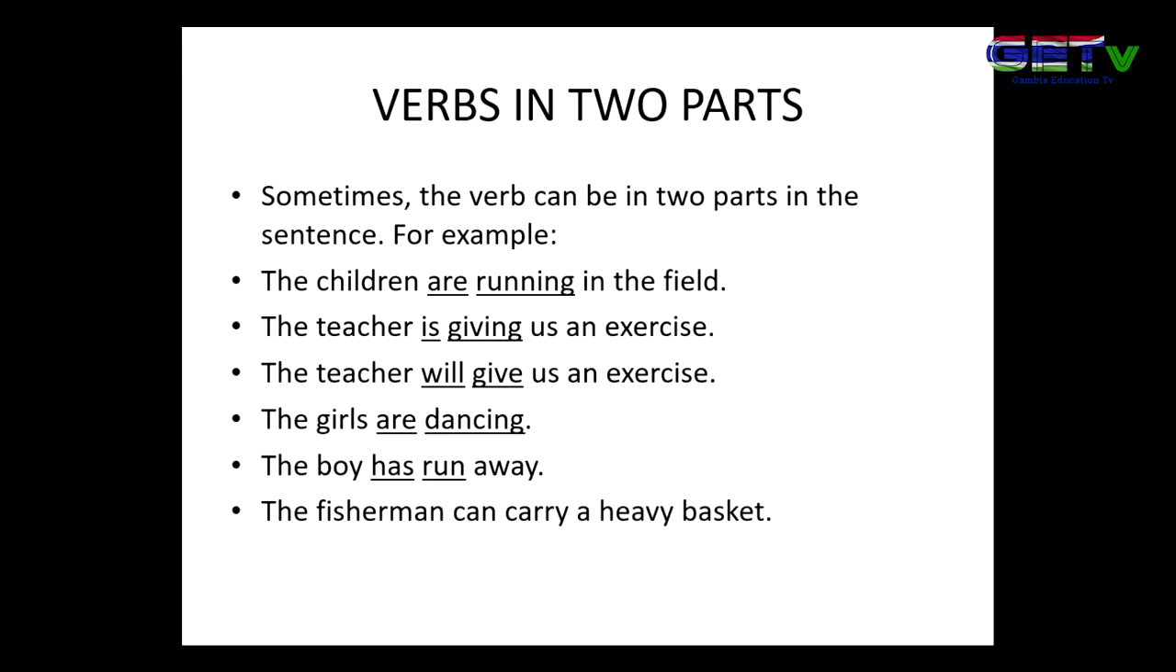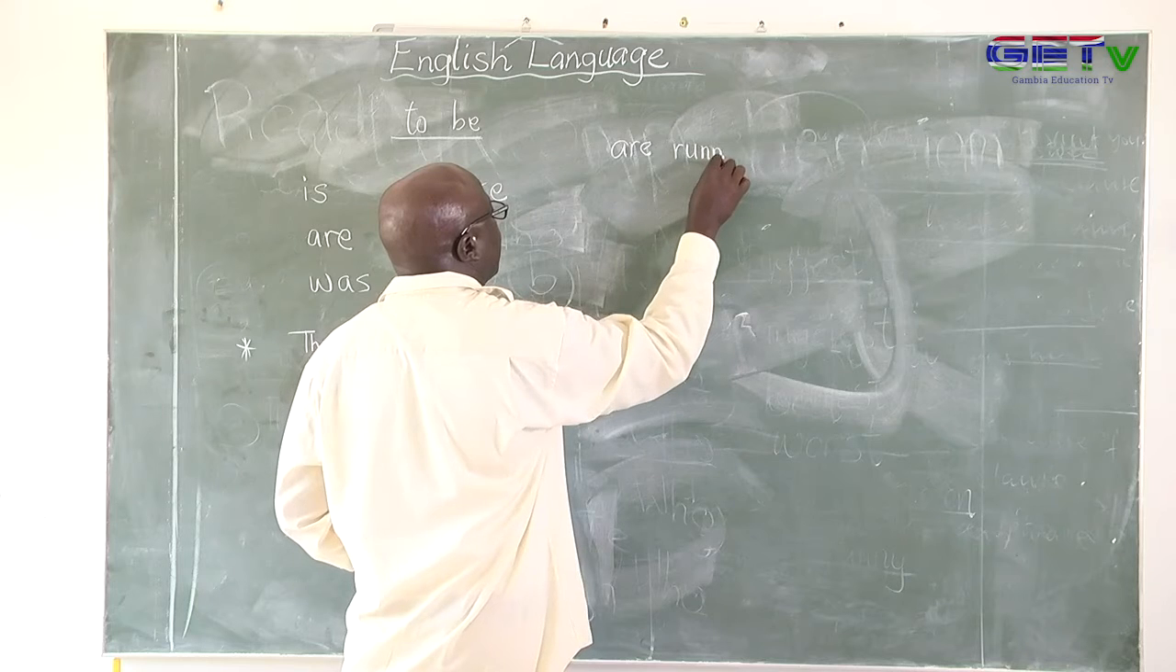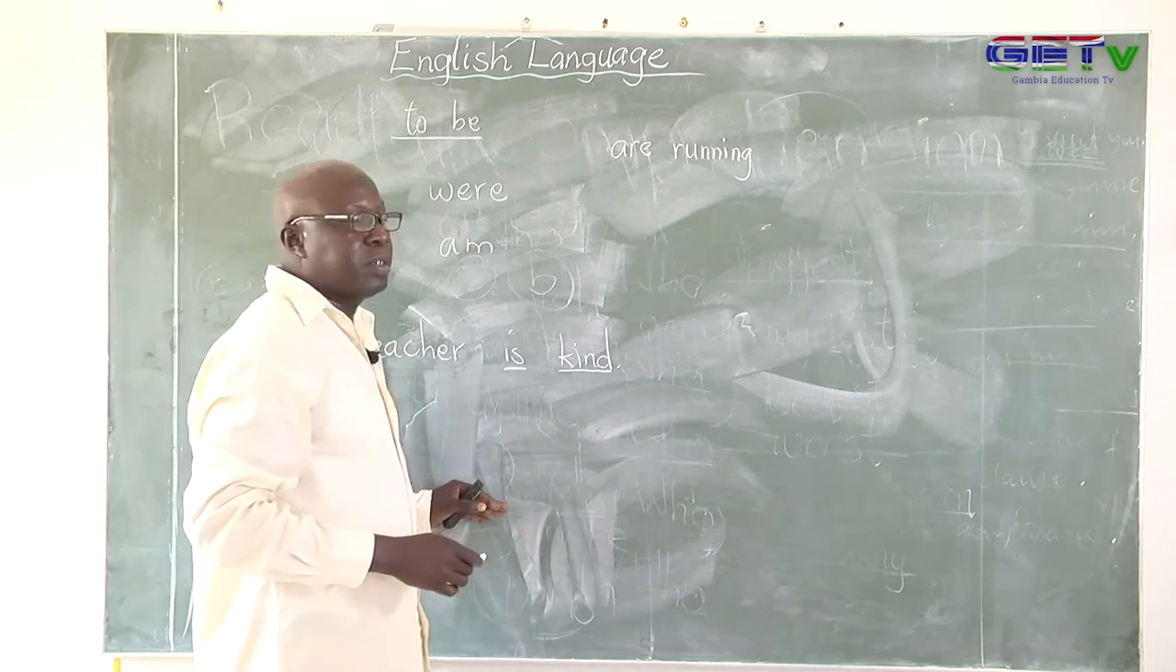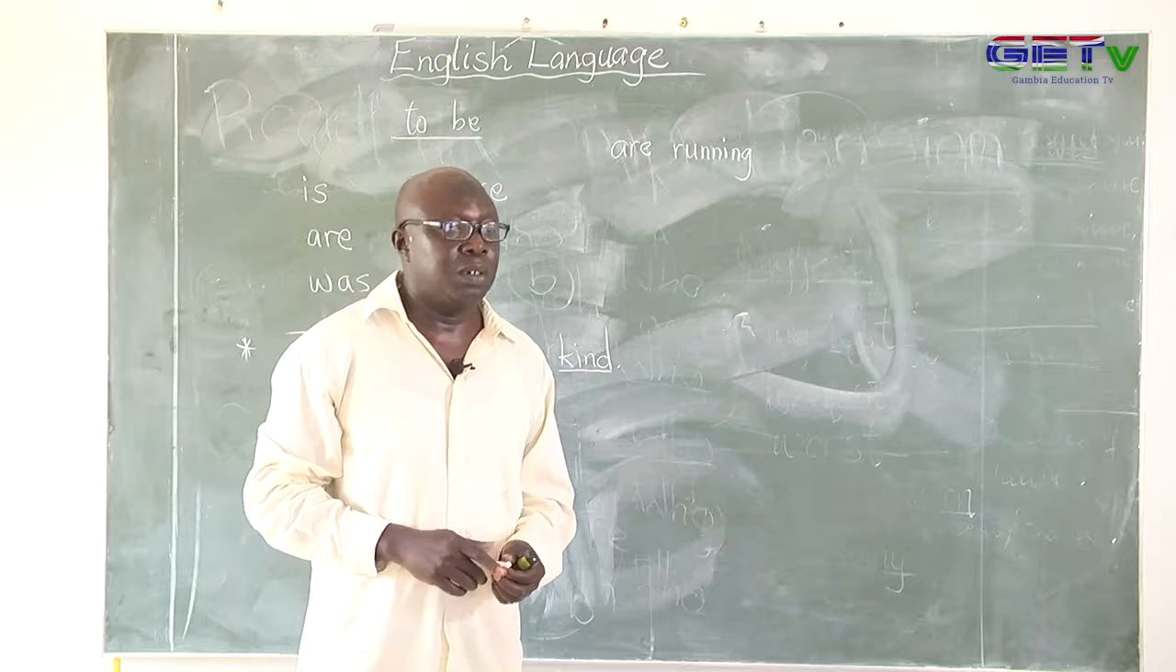Sometimes the verb can be in two parts in the sentence. For example, the children are running in the field. You can have two words underlined there. You have "are" and you also have "running." The children are running in the field.